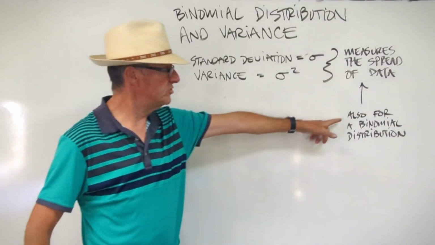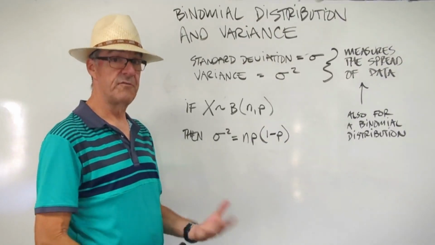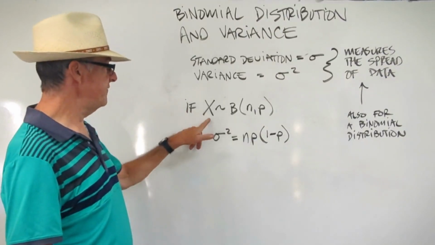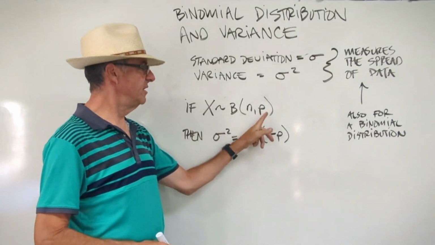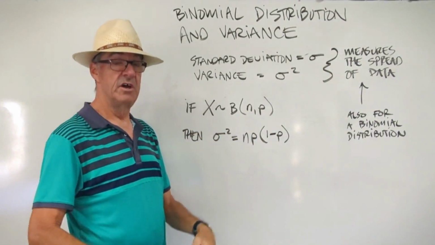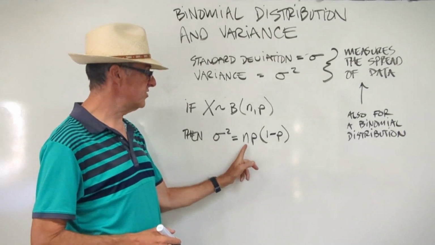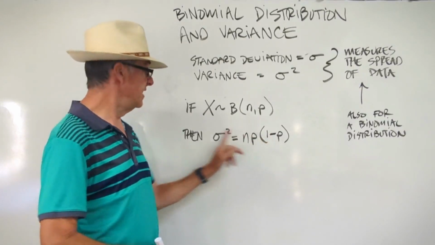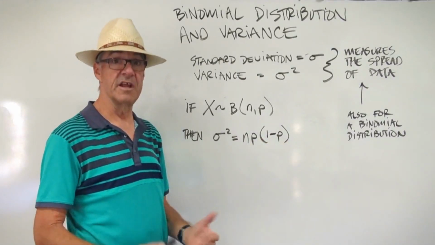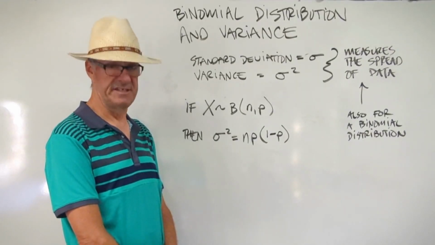Now we can also do this for a binomial distribution. Let's take a look at a formula for that. So if x is our binomially distributed variable, n trials, p is our probability of success, you can find the variance, standard deviation squared, by just multiplying trials times the probability of success times the probability of failure. And this gives us the variance for a set of binomially distributed data.